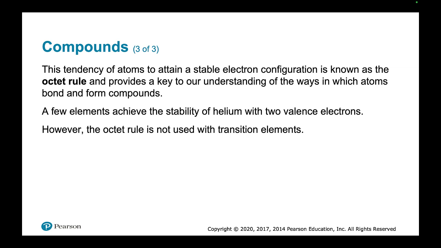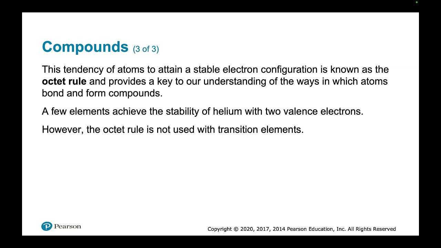The tendency of atoms to attain a stable electron configuration is known as the octet rule. It provides a key to our understanding of the ways in which atoms bond and form compounds. A few atoms achieve the stability of helium with 2 valence electrons.